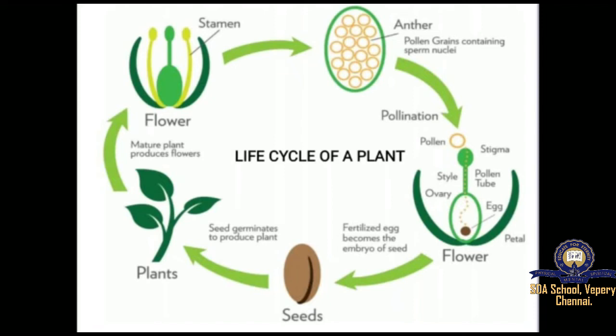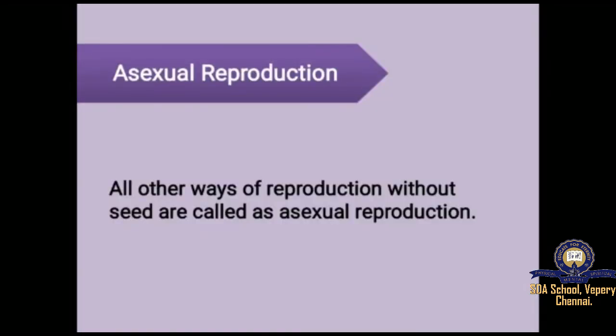So this is the life cycle of a plant. We saw what is sexual reproduction, right? Now we will see what is asexual reproduction. All other ways of reproduction without seed are called asexual reproduction. So now let us study the types of asexual reproduction.